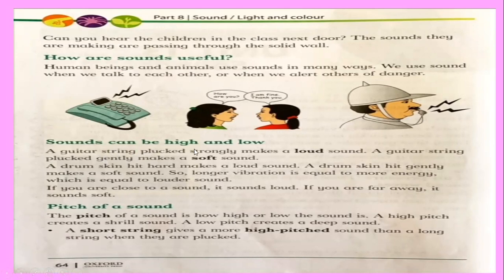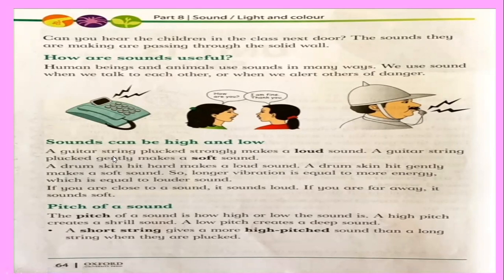Sounds can be high and low. When someone is shouting, the sounds are high. When someone is whispering, which means speaking slowly, the sounds are soft. A guitar string plucked strongly makes a loud sound. A guitar string plucked gently makes a soft sound.